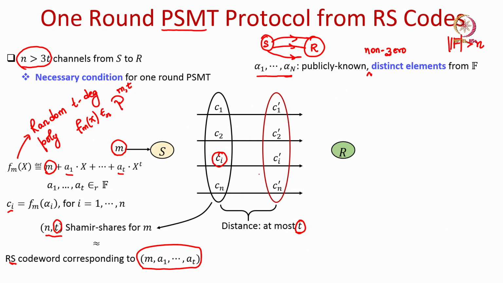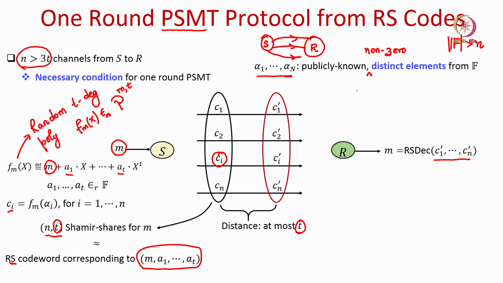It does not know the sender's original code word either, because the sender has sent it over the transmission. During the transmission, some t of the components could get changed, could get corrupt. The receiver's goal is to recover the sender's message. To do that, the receiver applies the Reed-Solomon decoding algorithm on this received vector.